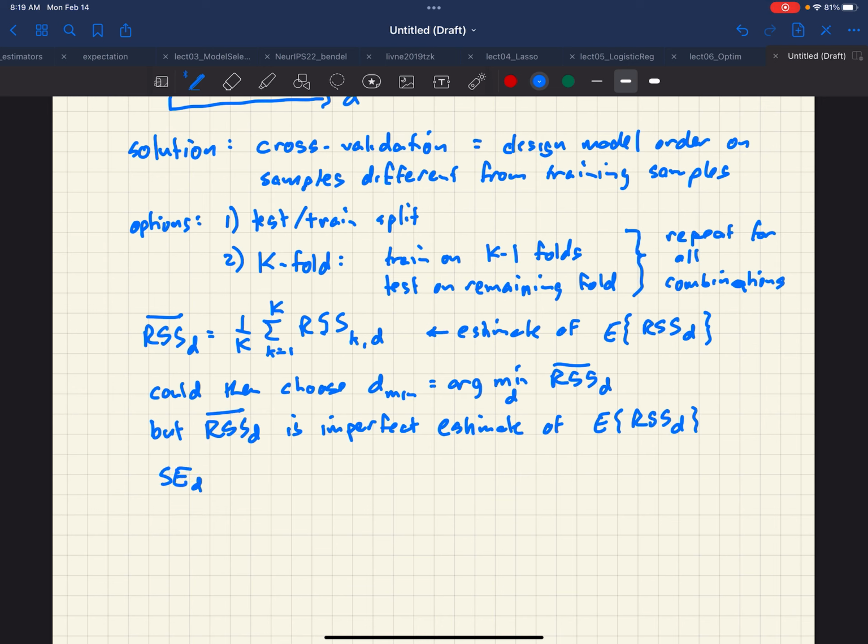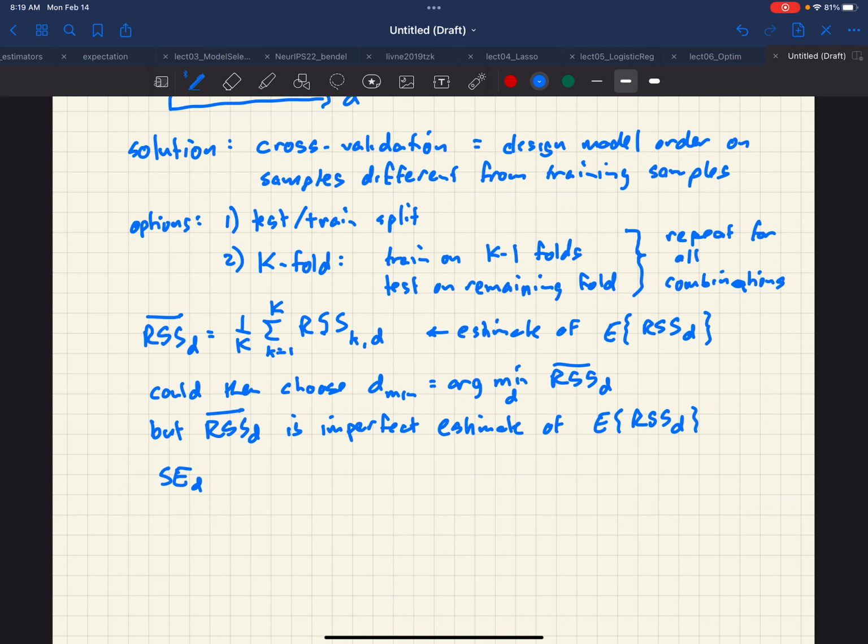And let's emphasize that b hat is random because it depends on random training features and training errors.